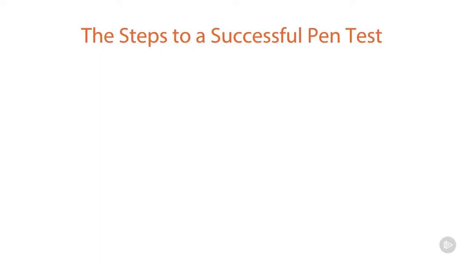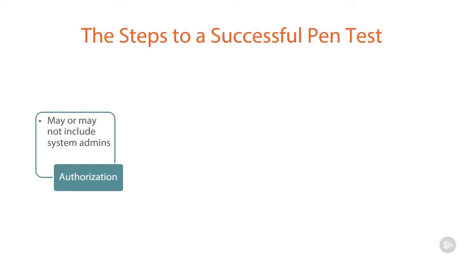So now let's go through and take a look at the steps that you would go through during this phase. Obviously, the first thing you're going to want to do is get proper authorization, and that's going to be from whoever's in charge. It may or may not include system administrators. A lot of times, companies want to know how their sysadmins are actually performing.